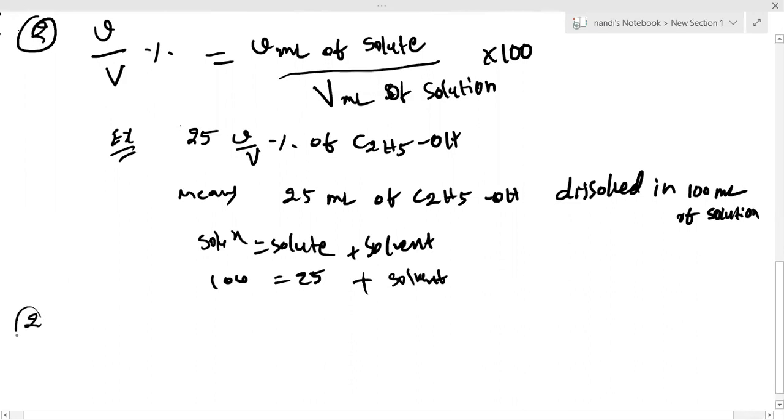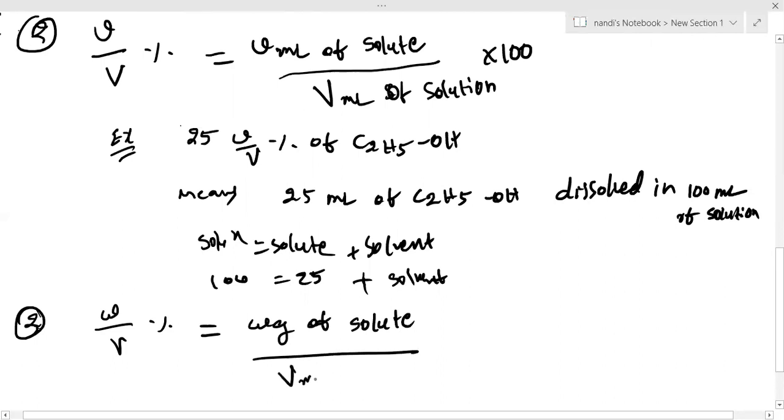Next one, W by V percent. W grams of solute dissolved in V ml of solution. By looking at the percentage or formula, you can note that the upper one is always solute and the lower one is solution. If I mention W by V, V is the volume in terms of volume; W by W means in terms of grams, into 100 because I am taking a percentage.